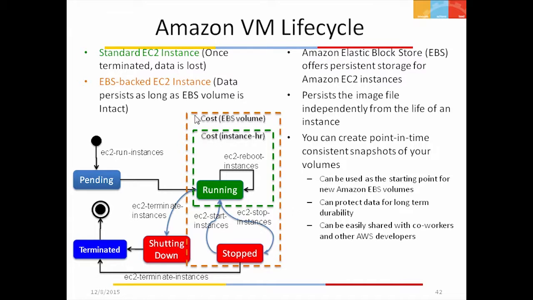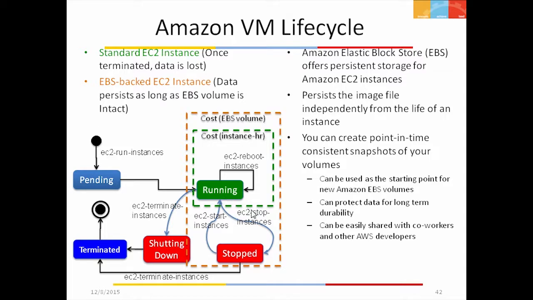Another important part is the cost. So here the cost of a VM is based on instance hour. Here the cost is based on EBS volume. For the data, it is based on the EBS volume. Here the cost is based on the instance hour. So when it is running, there are two costs. One is this instance hour cost, and another is the EBS volume cost.